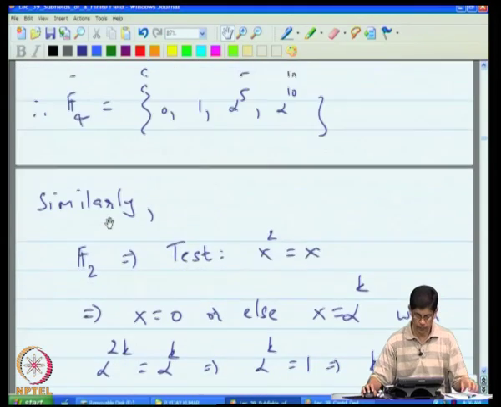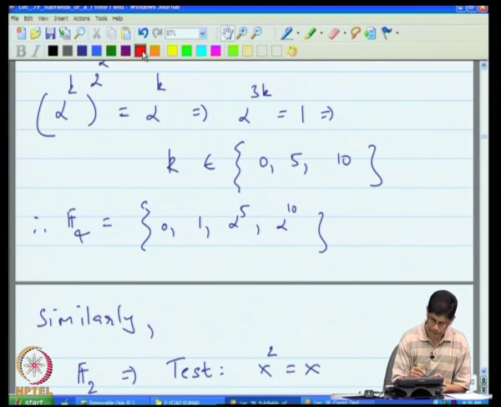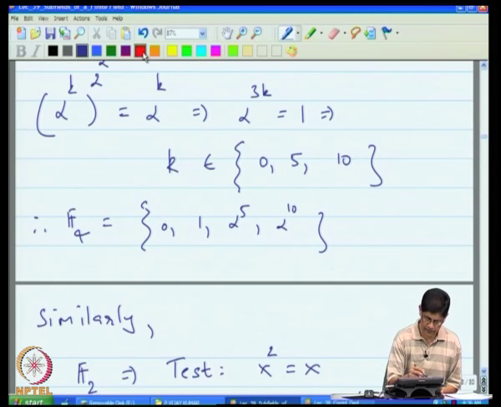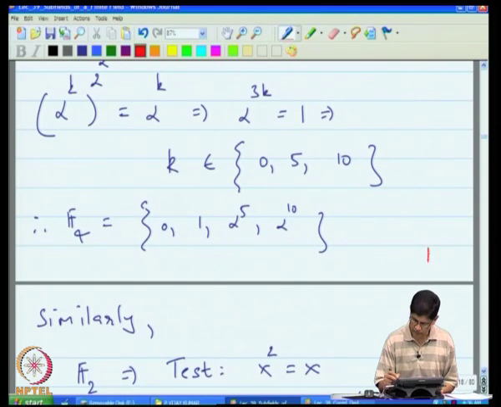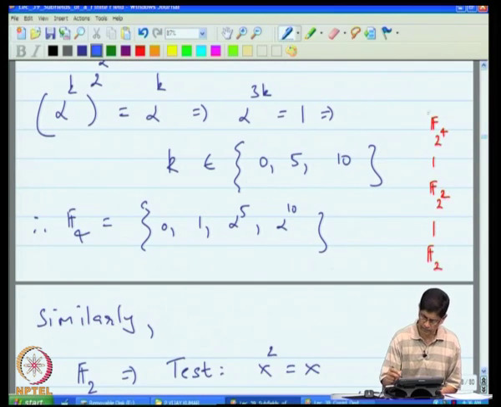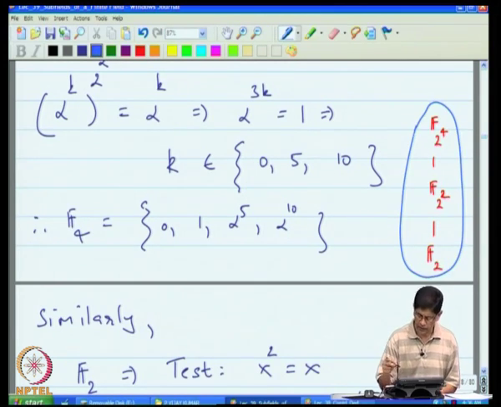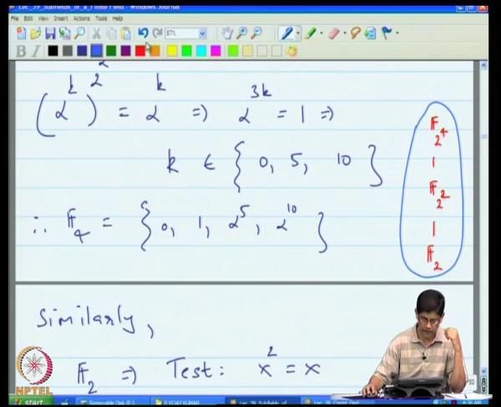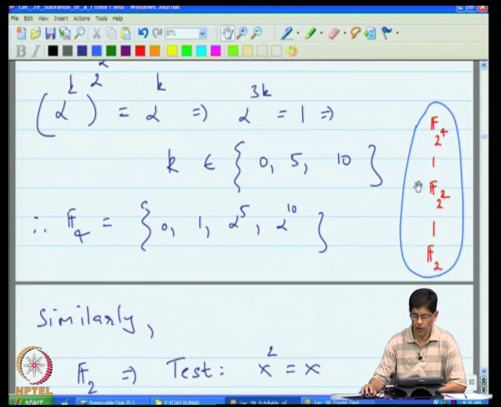Similarly, in this particular field that we are considering, you really have two proper subfields. You have F2, you have F2 to the 4, and then in the middle we have F2 to the 2. So these are your subfields. We have already seen just now the test for membership in this particular subfield. How about membership in this subfield all the way at the bottom?